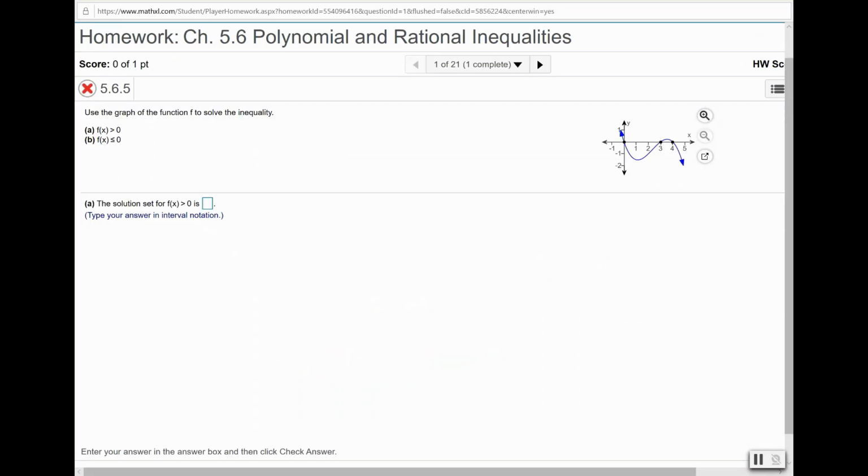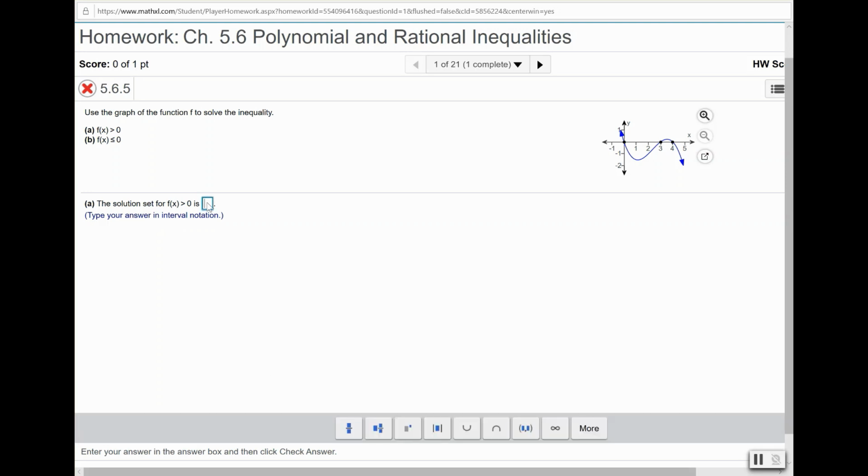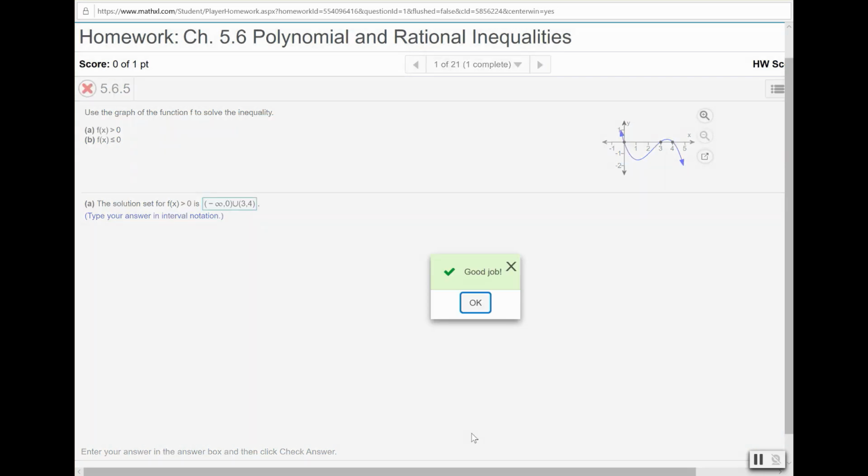Let me plug that in and see if this works. So parentheses negative infinity to 0 union with 3 to 4. Oops, parentheses. So yeah, that works. Let's look at the next part.